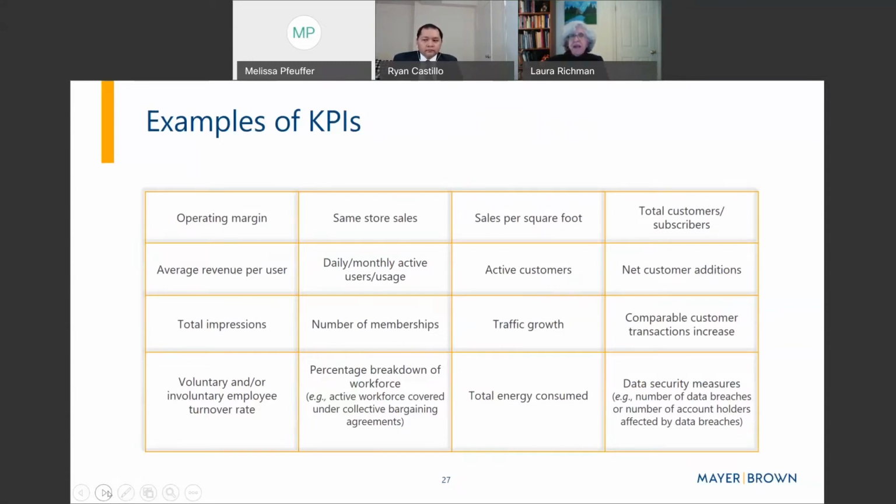KPIs, because they're not GAAP measures, they're often highly customized. And as a result, it makes sense for this list to be expressly a non-exclusive list. You need to think through whether you're using metrics that fall within the guidance, whether or not they appear in this grid.